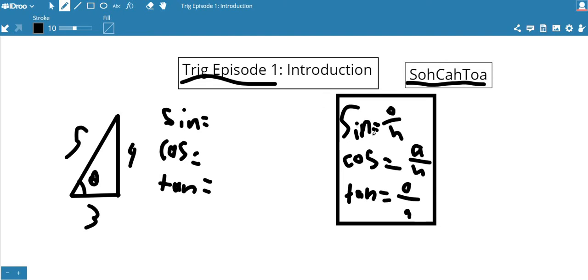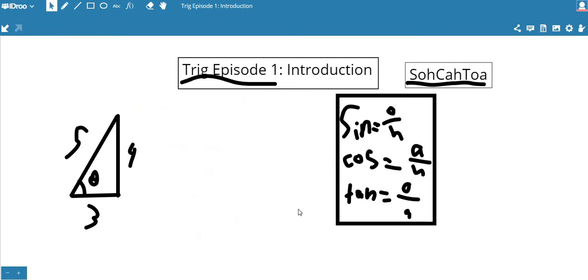So, you know that sine equals opposite over hypotenuse. So then this will be 4 over 5. Now, cosine is adjacent over hypotenuse, so it's 3 over 5. And then tangent is opposite over adjacent, so it's 4 over 3.